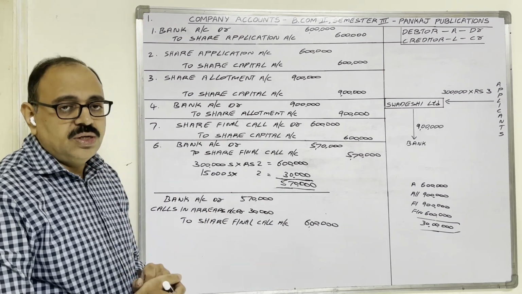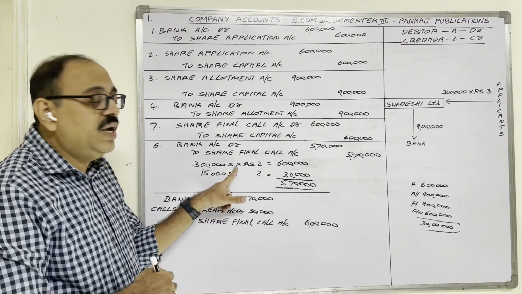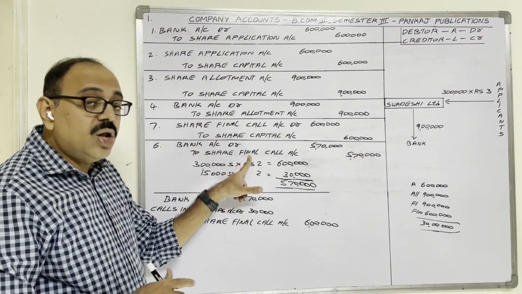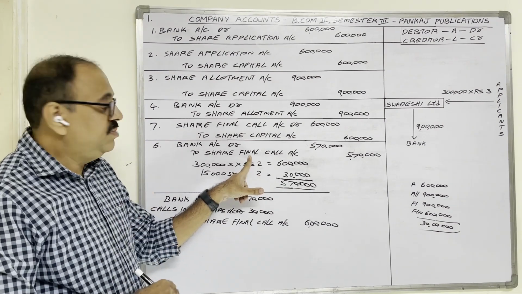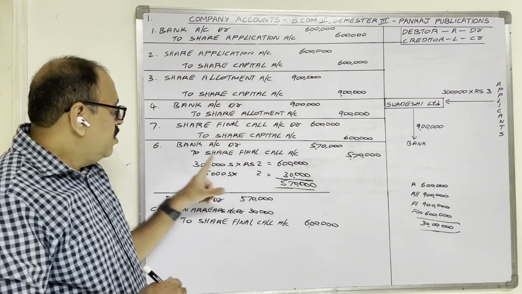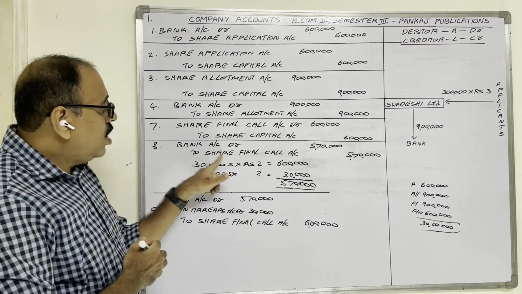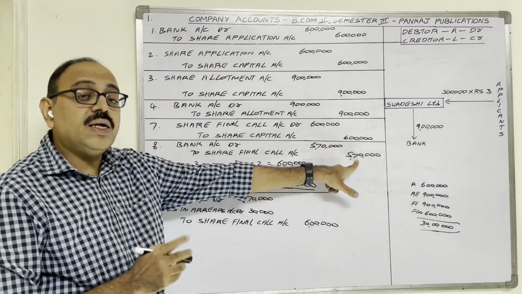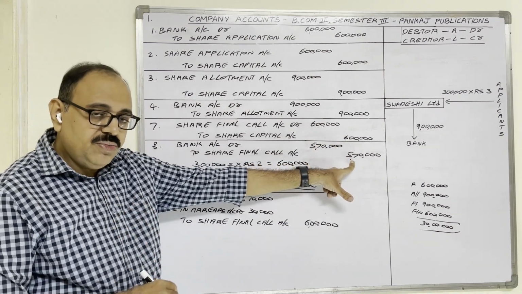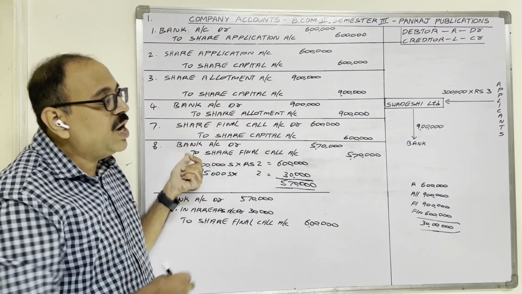So if you show calls in arrears also in the entry, then the share final call account will get closed. Suppose without showing calls in arrears account you write the entry, then like first call, in final call account also there will be a debit balance of 30,000. In the 7th entry, final call account is debited with 6 lakh, but in the 8th entry, final call is credited with 5 lakh 70,000 only. So there is a debit balance of 30,000 rupees, no? So here also I am preferring this entry because we are following Pankaj Publications.